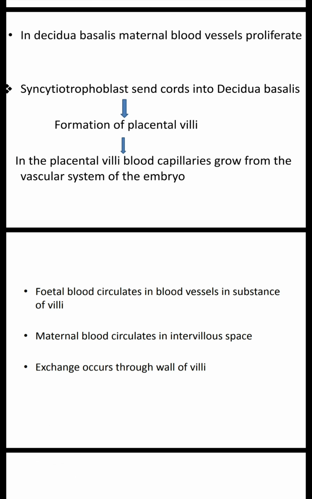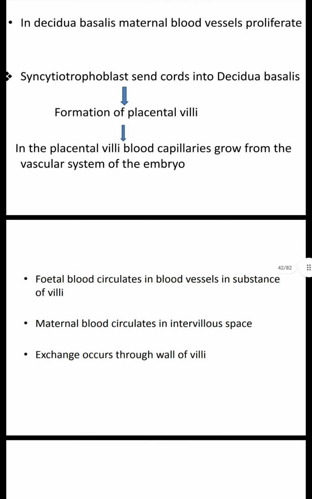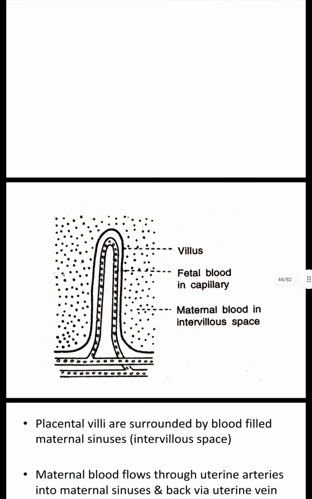In this decidua basalis, the maternal blood vessels proliferate. The syncytial trophoblast sends cords into the decidua basalis, and the placental villi are formed. In the placental villi, blood capillaries grow from the vascular system of the embryo. The fetal blood circulates in blood vessels in the substance of the villi. The maternal blood circulates in the intervillous space, and the exchange occurs through the wall of the villi.